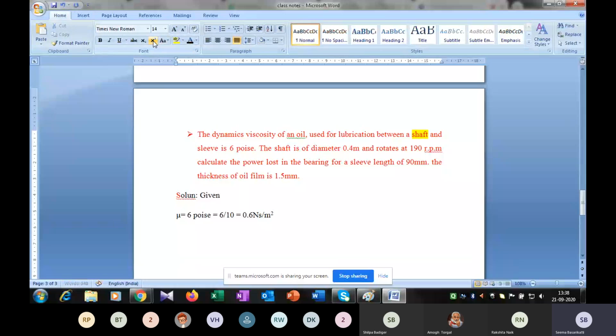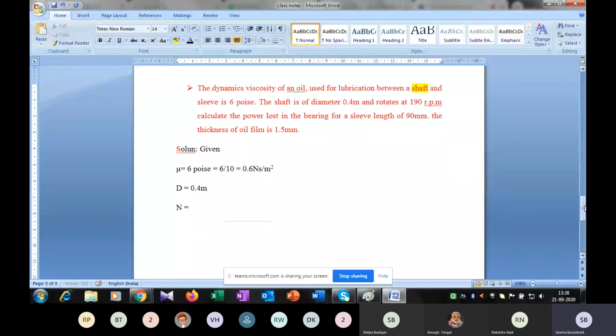Now, what about the next thing? The shaft is of a diameter. So the diameter of the shaft, how much is it? 0.4 meter. The number of rotations is taken as capital N, 190 revolutions per minute. Calculate the power lost. So you need to identify the power lost.